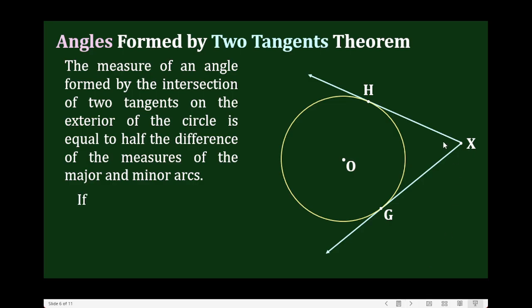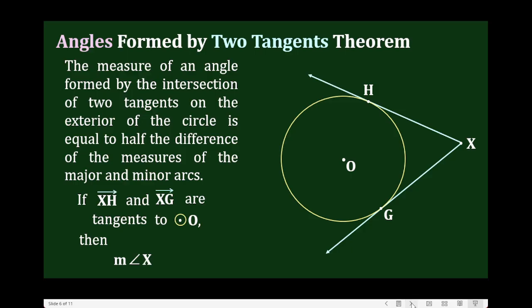Now, to get the measure of angle X, based on the theorem, if ray XH and ray XG are tangents to circle O, then to find the measure of the angle formed by these two tangents, the measure of angle X is equal to 1/2 the measure of the major arc GFH minus the measure of minor arc GH.